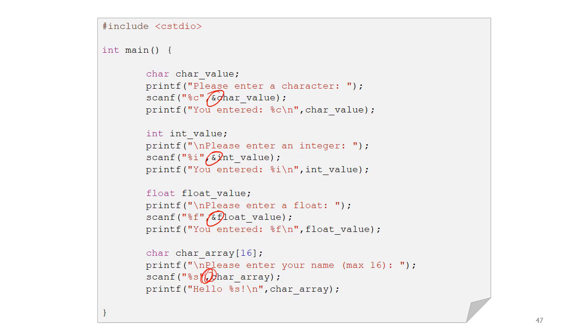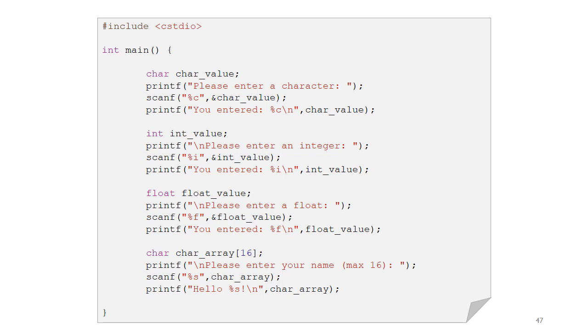There's no ampersand because an array actually is already pointing to an area in memory. We'll cover that later, don't worry now. But just remember, when you're reading in for a char, an int or a float, so a single variable, you need to put the ampersand. But when you're reading into an array, using a string, you do not need the ampersand.